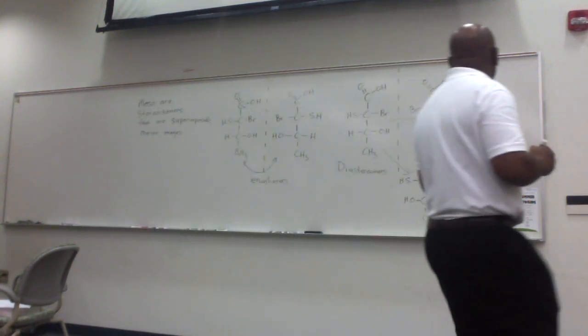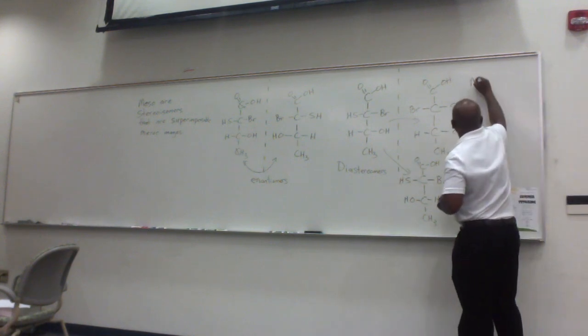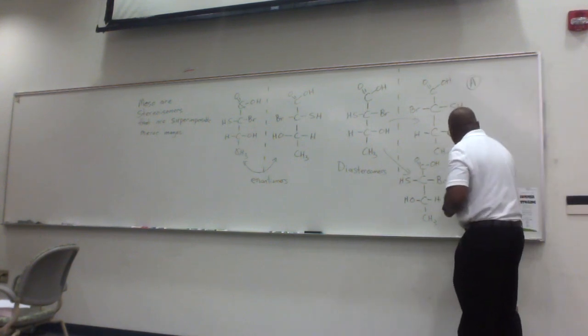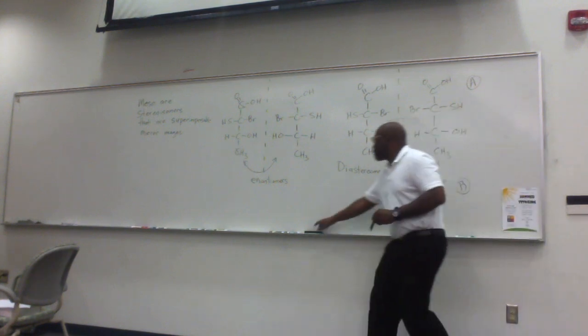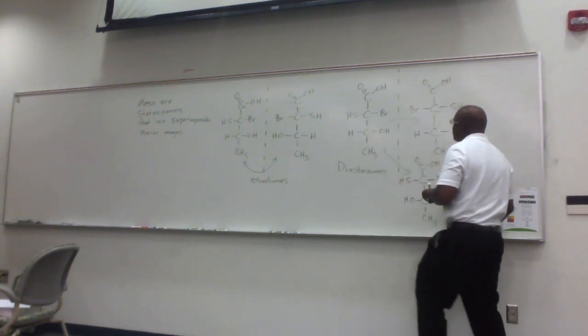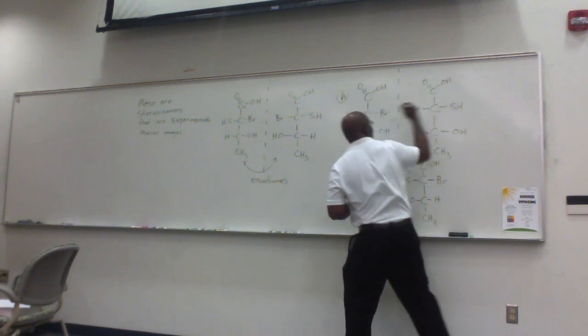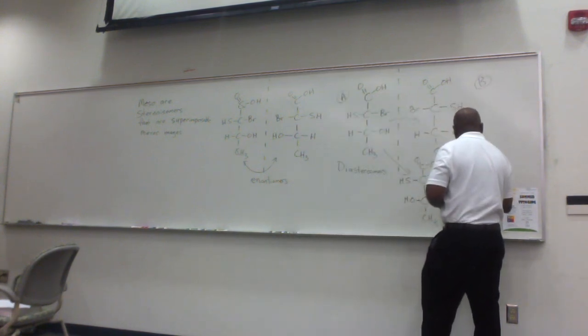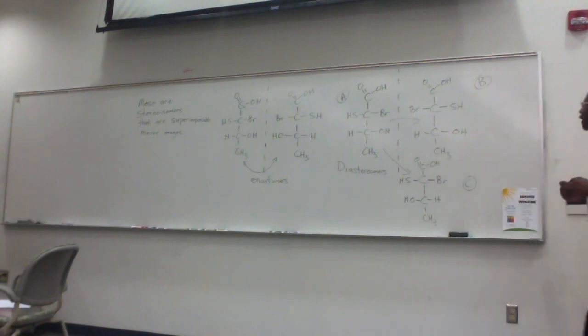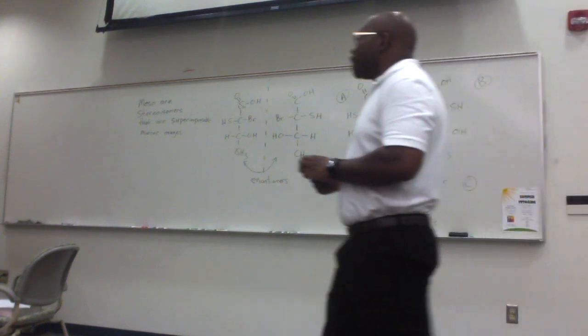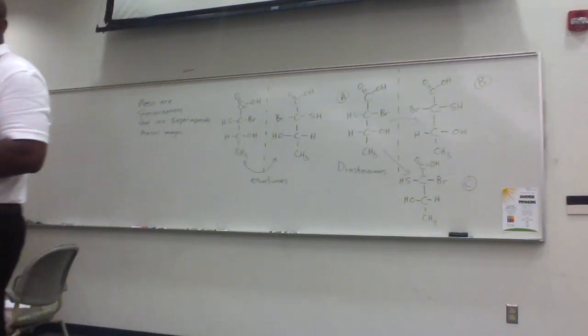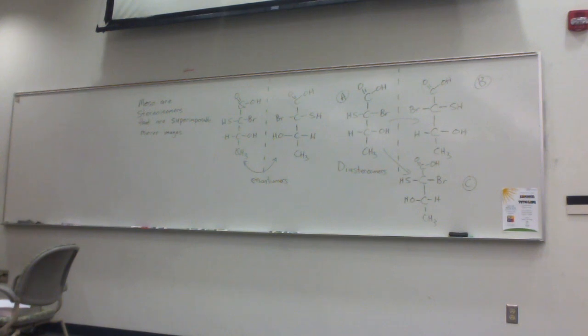But what is the relationship between molecule B and molecule C? We've got molecule A, molecule B, and molecule C. Molecule A and molecule B would be diastereomers to each other. Molecule A and molecule C would be diastereomers to each other. What is the relationship between molecule B and molecule C?